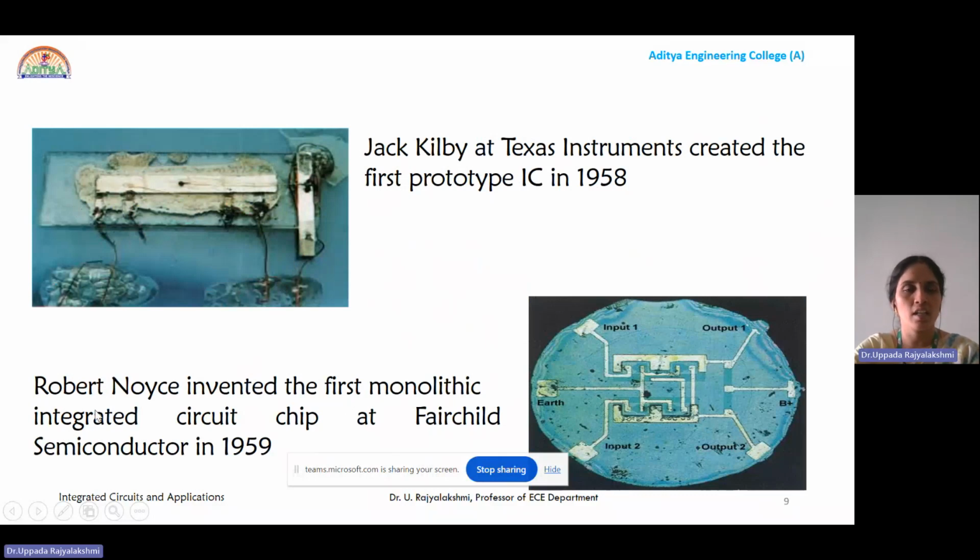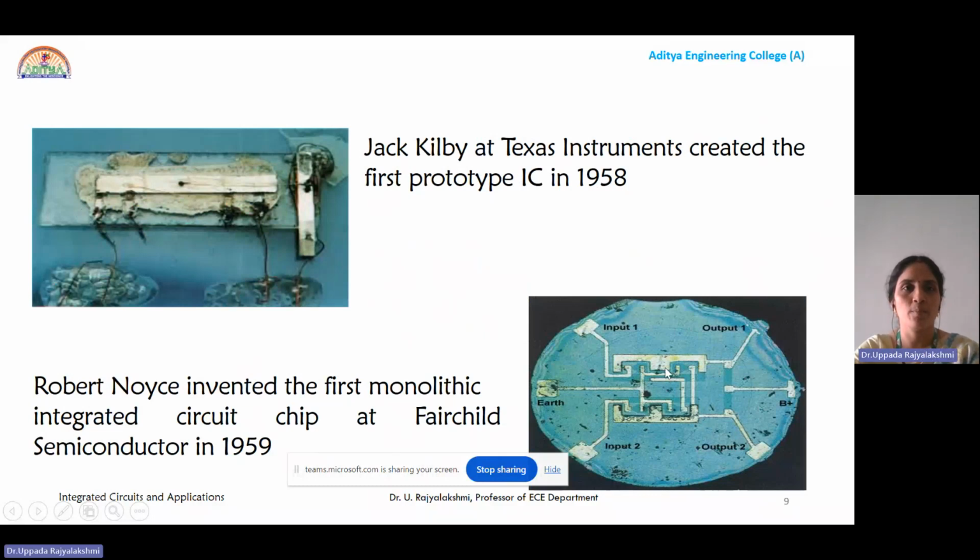As the decades went on, in 1959, the next year itself, Robert Noyce invented the first monolithic integrated circuit. The name monolithic implies mono and lithic, that is, this IC has been fabricated on a single stone or single silicon chip. That's why it is called a monolithic integrated circuit. The manufacturer for this was Fairchild Semiconductor.